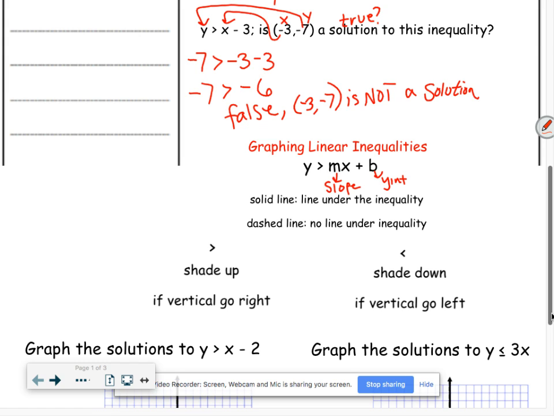Something that you have not seen before with graphing is that we're going to have solid lines or dashed lines. This is super, super important. You might want to highlight this, because if you have a solid line when you should have a dashed line, you're going to get it wrong. A solid line means there's a line under the inequality. It means it can equal that line. So for example, y is less than or equal to x, or y is greater than or equal to x.